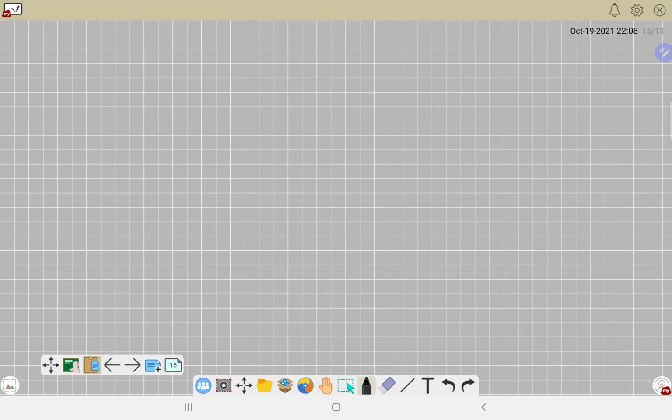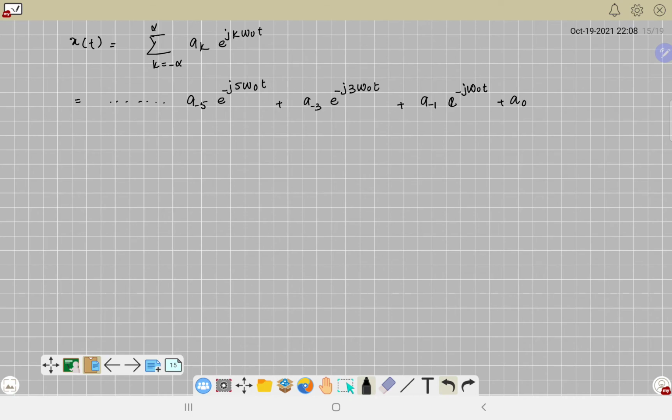So if I have to compile the series, x of t, the Fourier representation of this signal, is the sum of a k e raised power j k omega naught t. So it will be dot dot dot, a minus 5 e raised power minus j5 omega naught t, plus a minus 3 e raised power minus j3 omega naught t, plus a minus 1 e raised power minus j omega naught t. Then I will have a constant term a0. Then I will have the positive coefficients.